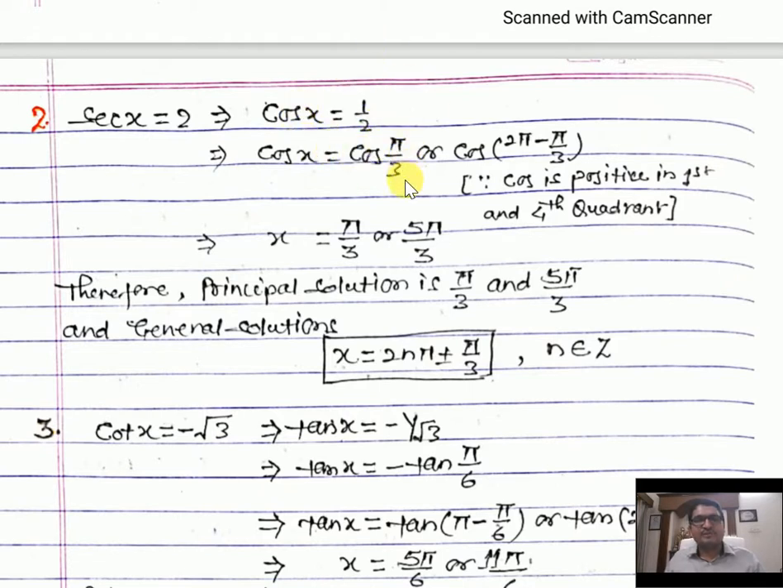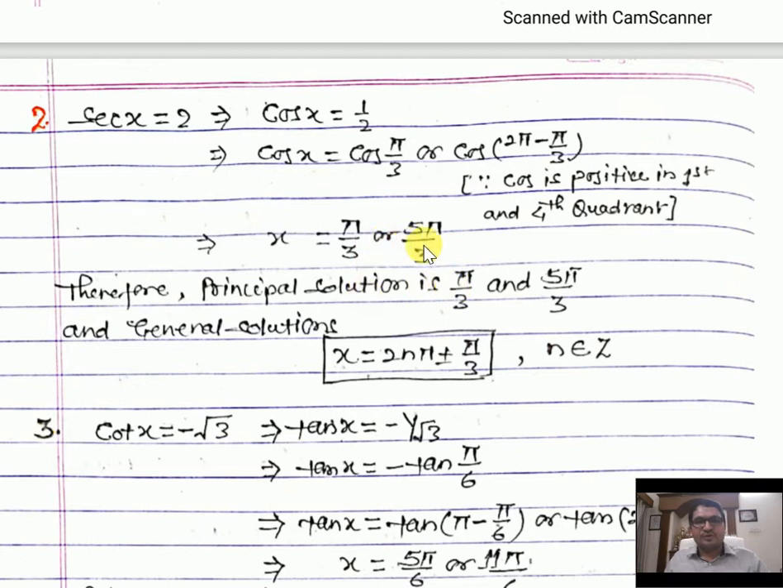pi upon 3. So cos will be plus in the fourth quadrant and first quadrant. It will be plus. So pi upon 3 you can write 2 pi minus pi upon 3. Fourth quadrant is what? 360 minus theta, 270 plus theta and 360 minus theta. So 2 pi minus pi upon 3, so 3 into 2, 6 pi minus pi, 5 pi upon 3.